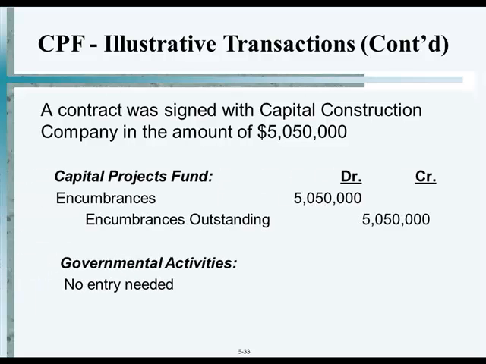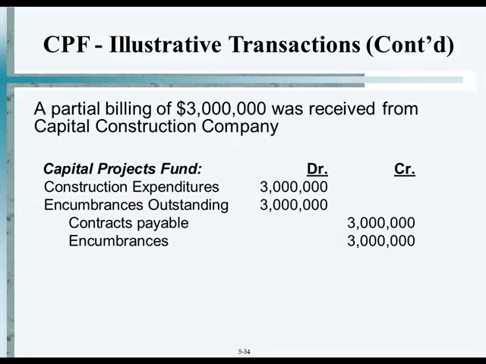A contract was signed with Capital Construction Company in the amount of $5,050,000. Interesting. Wasn't the amount issued $5 million? They signed a contract for $5,050,000. Let's find out the story here, what's going on. Which really leads to, so they get partially billed, construction expenditures $3 million, encumbrances outstanding, they reverse that.